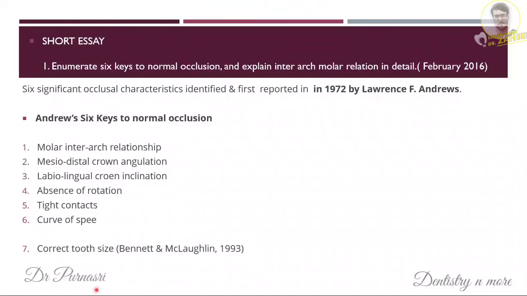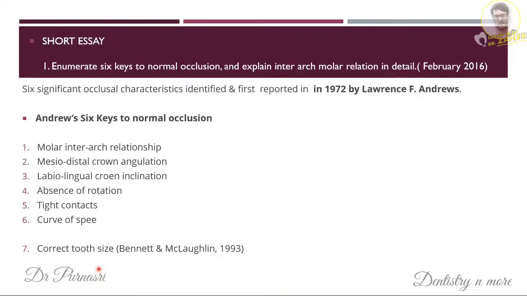These characteristics are, first, molar interarch relation, mesiodistal crown angulation, labiolingual crown inclination, absence of rotation, tight contacts, and a curve of Spee. These are the 6 that were given by Andrews. However, a seventh one is added by McLaughlin and Bennett. It is correct tooth size, that is correct Bolton's proportion.